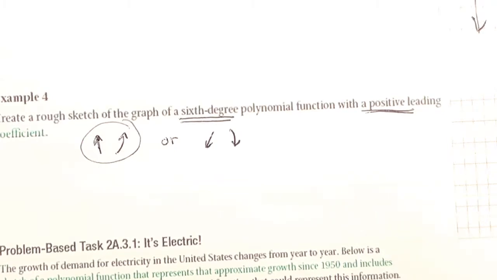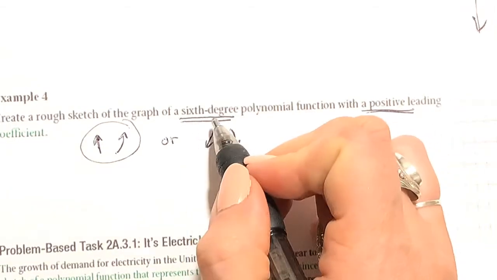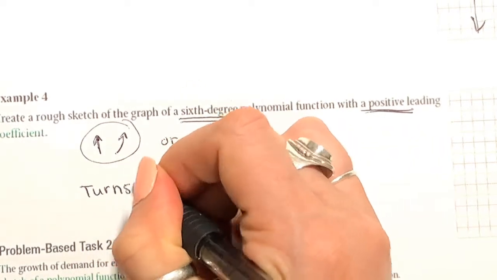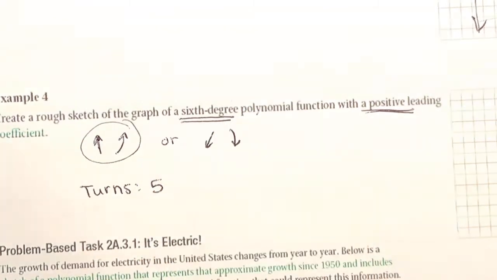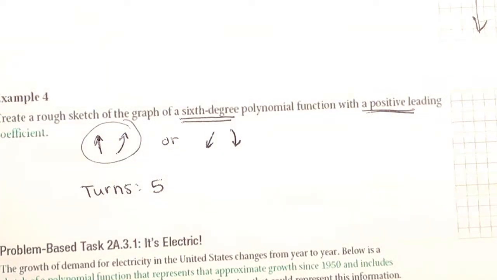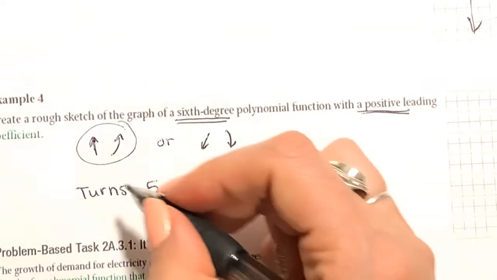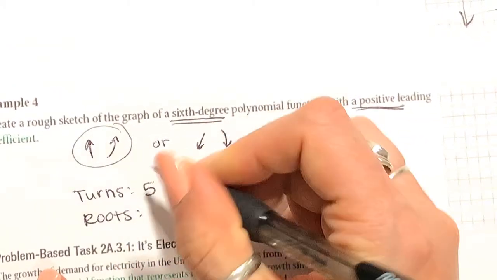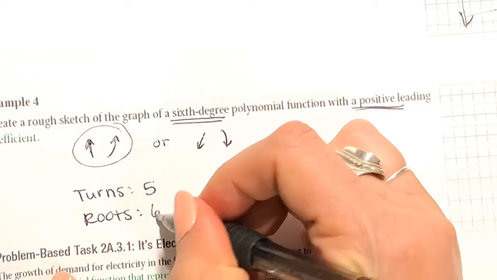And then we also can determine kind of how many turns we're going to have on here. If my highest degree is 6, then for my turns, it's going to be 1 less than that. So we would have about 5 turns. And then we could also do our roots. Our roots just match our degree of 6.